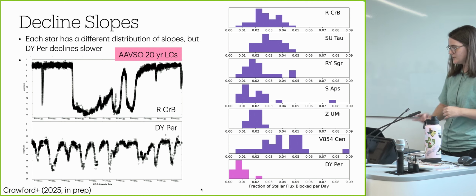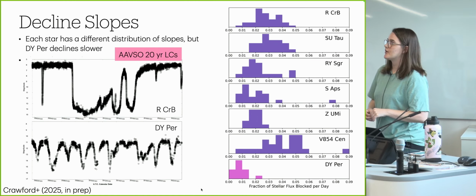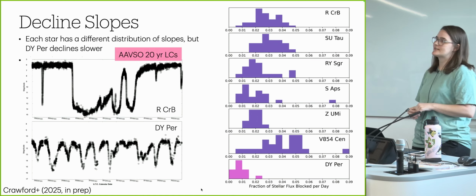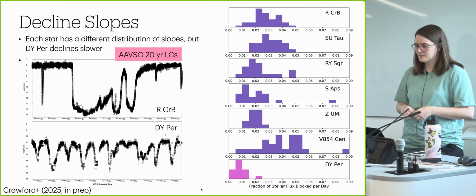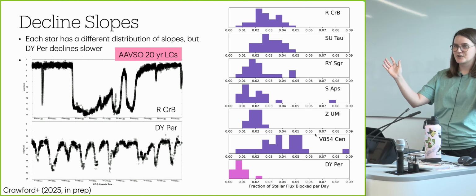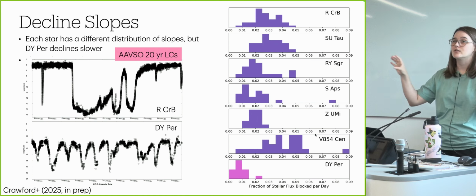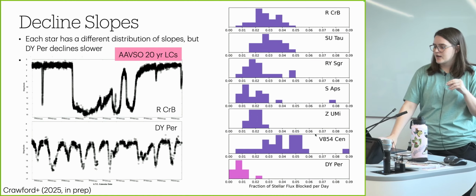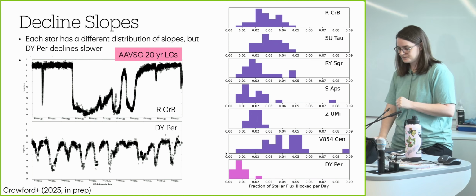All right. Almost through the dust stuff, but the decline slopes are also very interesting to us. This is telling us about the dust formation timescale. How fast is the dust forming in our line of sight? I measured this for 6 stars which had very long, very well-sampled light curves. These are all from AAVSO, really nice light curves. And then I also did it for DY Per, because we had to see what was going on with that.